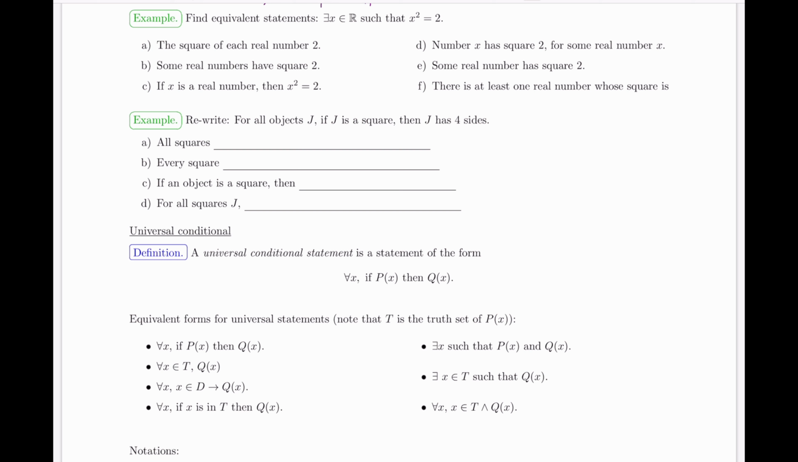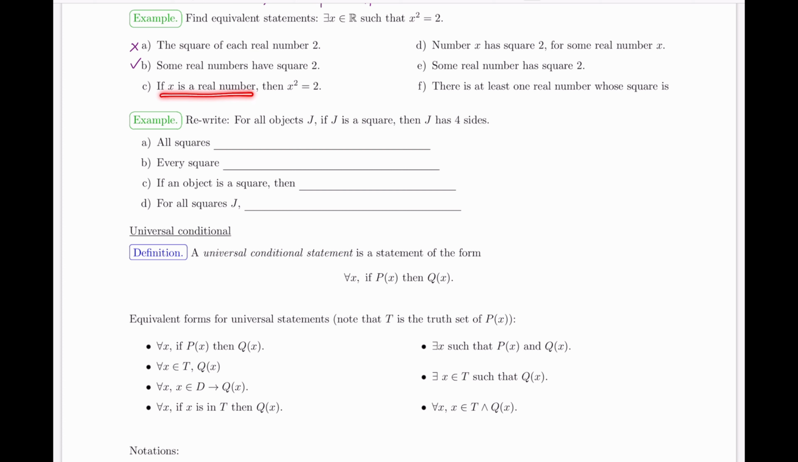That is certainly not equivalent. Here the statement is existential, here the statement is universal. There exists versus for all the real numbers. So this is not going to be equivalent. Some real numbers have square 2. That is in fact exactly what the statement is saying. There exist real numbers, some of them, for which the square is equal to 2.